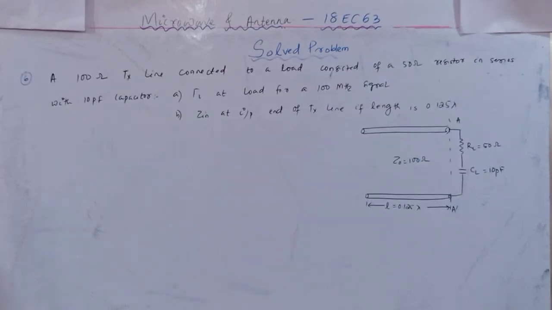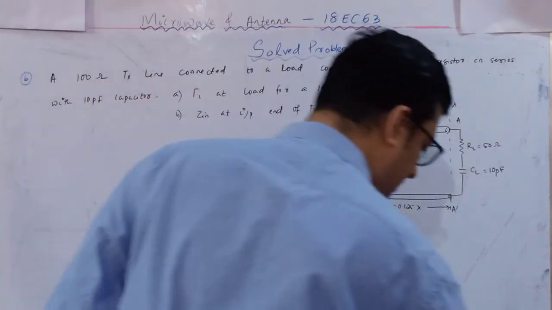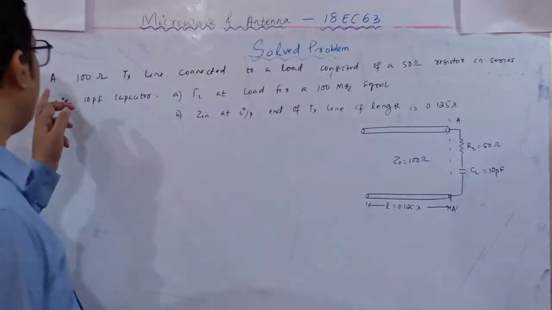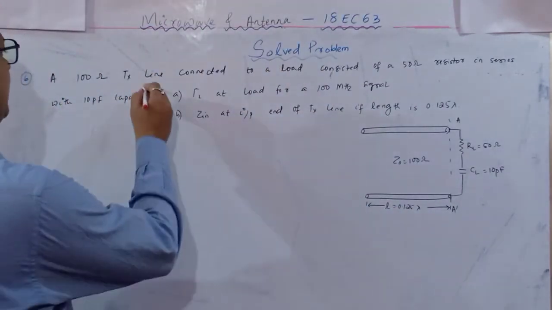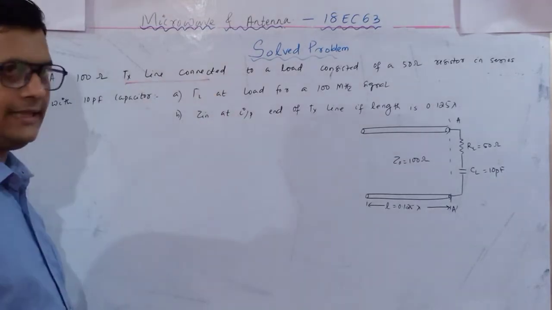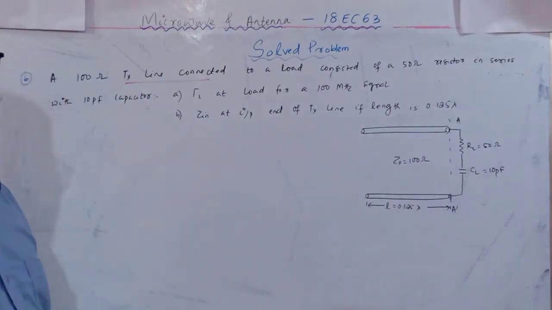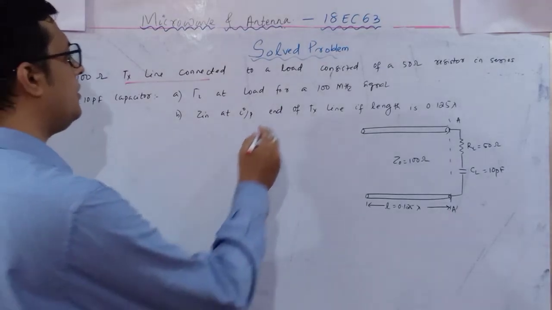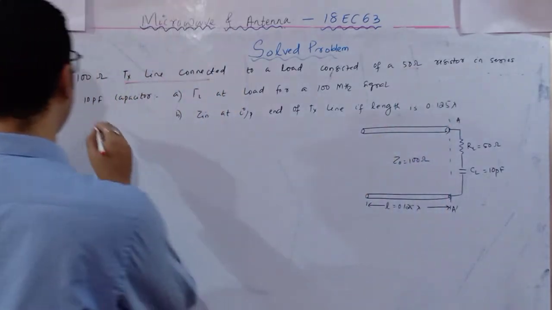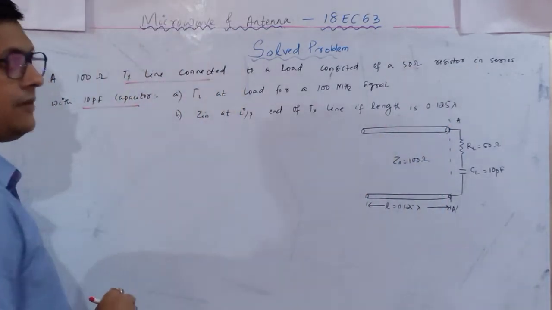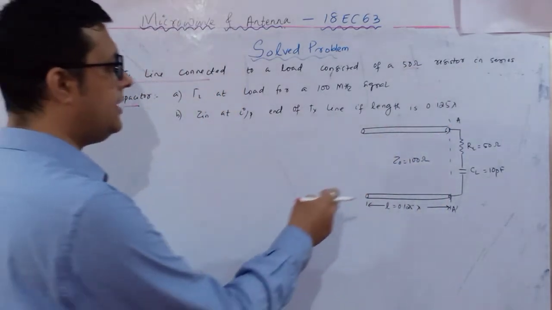Okay. So this is one more simple question. A 100 ohm transmission line connected. As it is a 100 ohm transmission line, it means its characteristic impedance is 100 ohm, to a load consisting of a 50 ohm resistor in series with a 10 picofarad capacitor. You can see this figure.